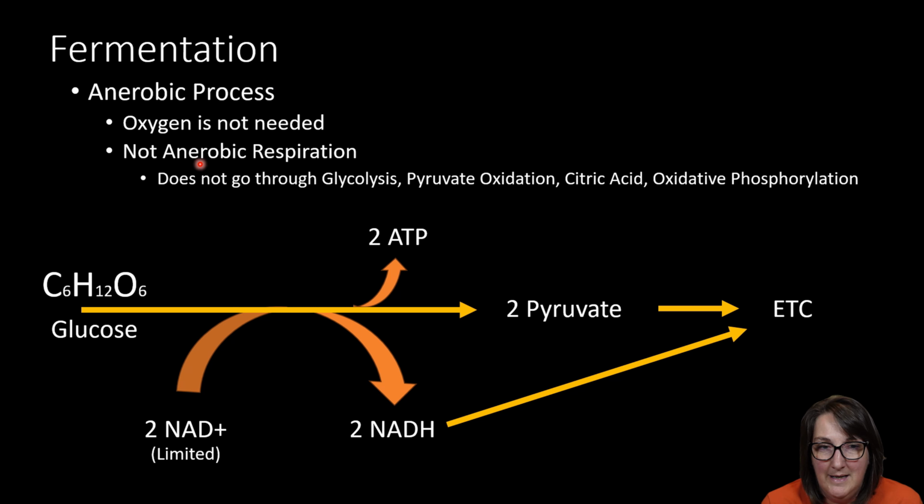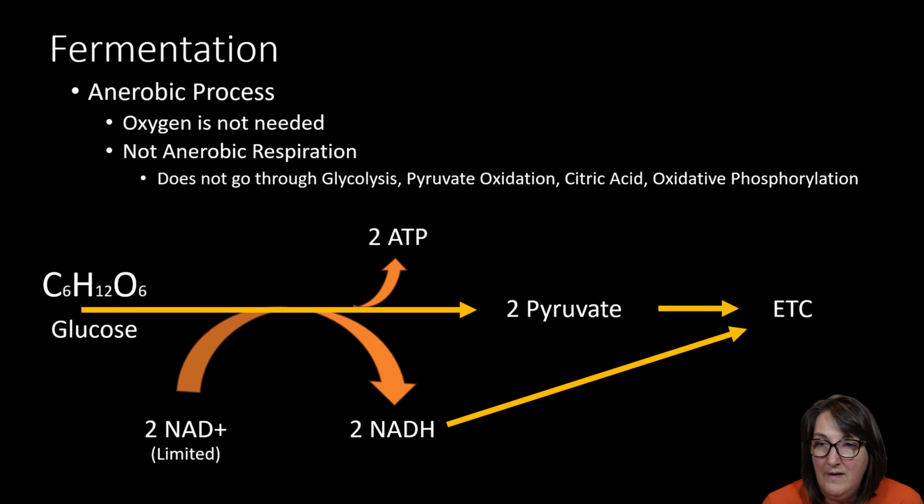What you guys want to tell me is that this is an anaerobic respiration, and it's not. It's an anaerobic process. If it was anaerobic respiration, I would be going through glycolysis, pyruvate oxidation, citric acid cycle, the ETC, oxidative phosphorylation. But that's not what's happening here. I'm not having an electron acceptor of oxygen or some type of sulfate coming in to accept those electrons. This is just happening outside in the cytosol. This is not going into that. So this is just an anaerobic process. I don't need oxygen for this to happen.